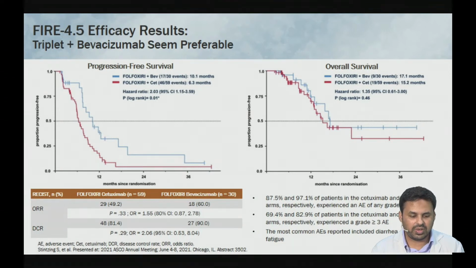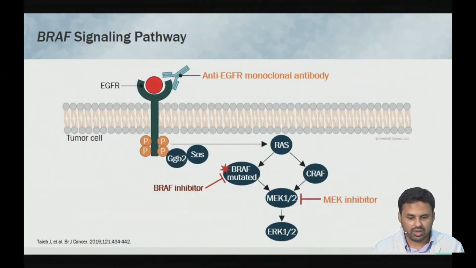It compared, in the first line, anti-EGFR with anti-VEGF combined with the triplet therapy in the BRAF mutated population. It showed that in the first line, anti-VEGF is better than the anti-EGFR agents in prolonging the PFS and also the OS. So this is the BRAF signaling pathway. We usually combine BRAF inhibitor with the MEK inhibitor or with the anti-VEGF agents, or we can also combine all three and treat.